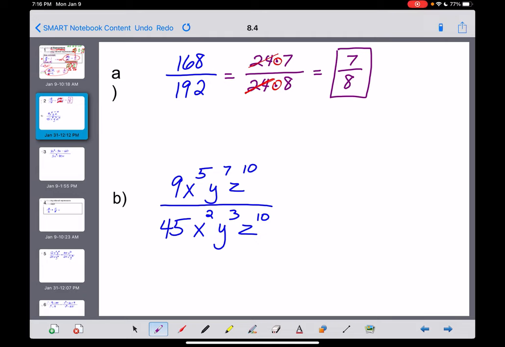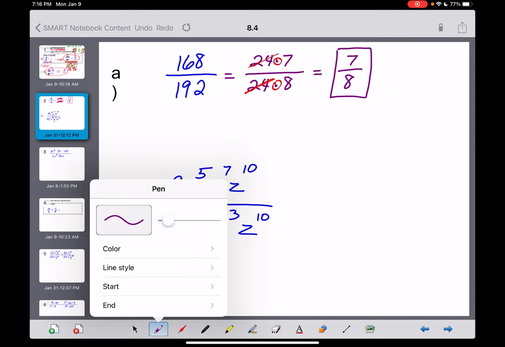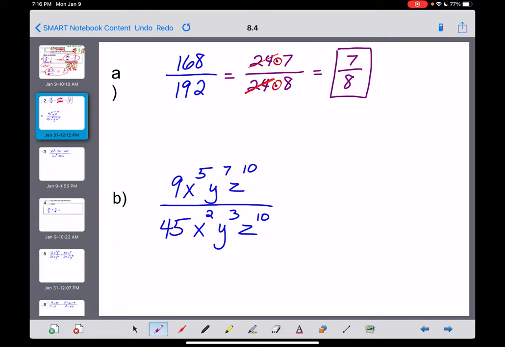Now in example B, this one looks significantly harder than what we just did. It's actually not a whole lot different here, guys. This is really like 4 different problems all thrown into one. Now, what do I mean by 4? There's 4 things you have to consider in both the numerator and denominator: the numerical coefficient, the x factor, the y factor, and the z factor. And I've got to look at those on both the top and the bottom.